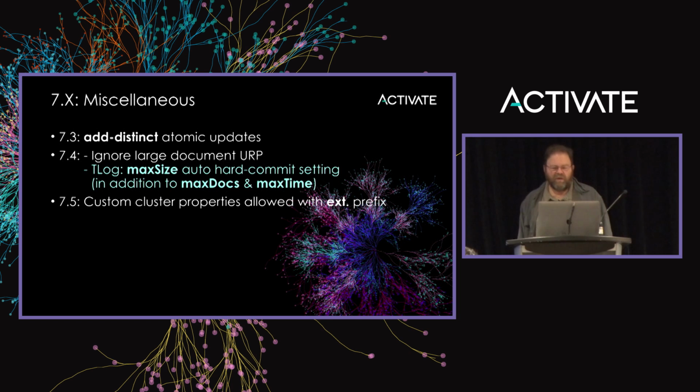An auto commit, also in 7.4, an auto hard commit setting was added to trigger a hard commit based upon the size of the transaction log. This is in addition to the maximum number of docs and max time thresholds that were already available. Finally, in 7.5, it's now possible to write custom cluster properties. Previously, there was a whitelist of allowed properties. Now, if you have a custom plugin, you can use cluster properties if you prepend this x.prefix.